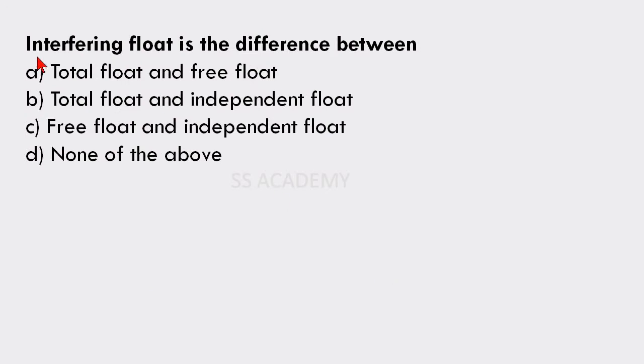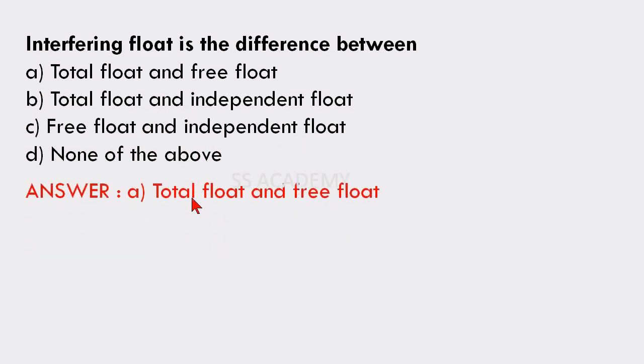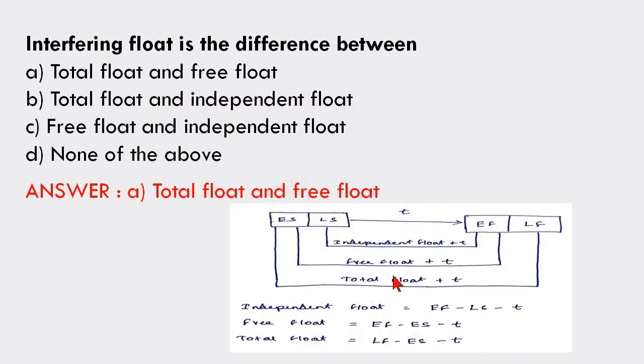Next question: interfering float is the difference between total float and free float, total float and independent float, free float and independent float, none of the above. The answer is total float and free float. Interfering float is the difference between total float and free float. So by seeing this one, you will get the free float and the total float. The difference of these two is the interfering float.